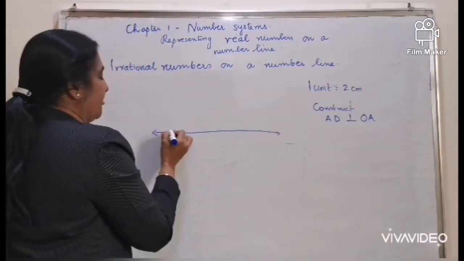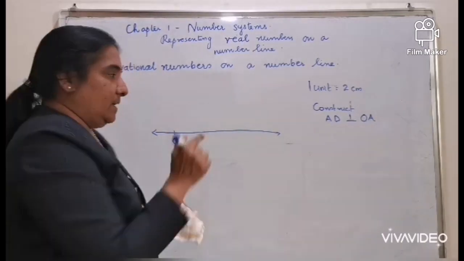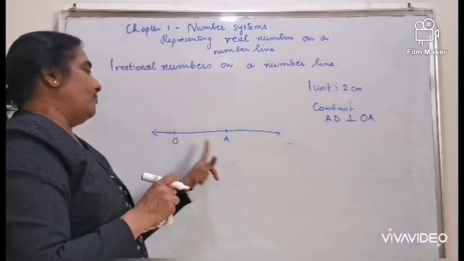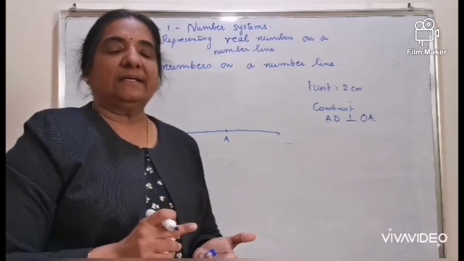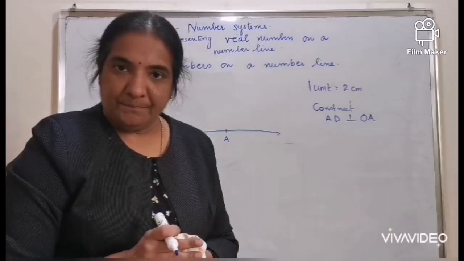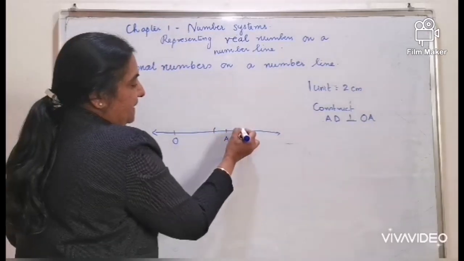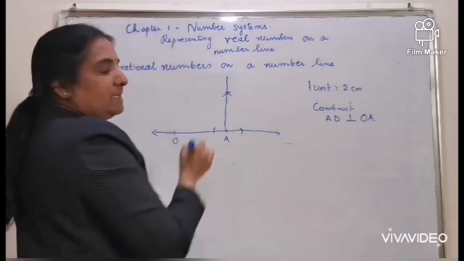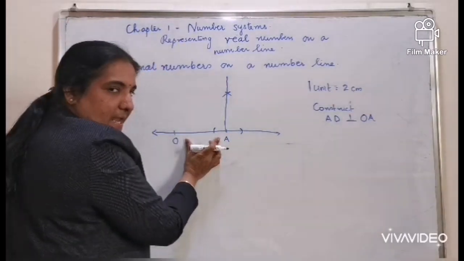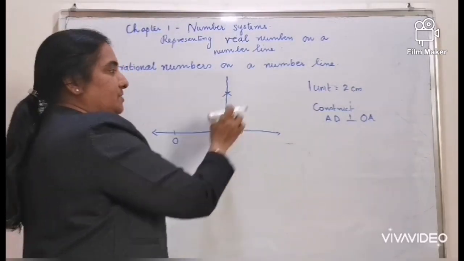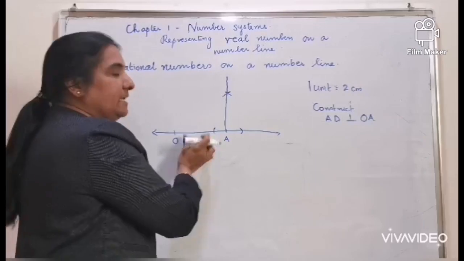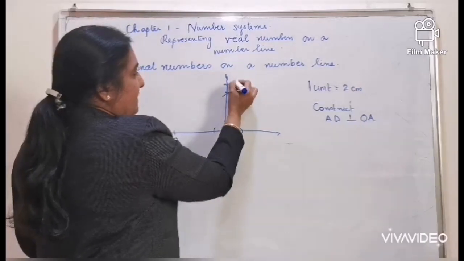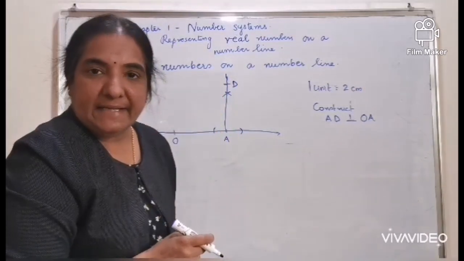Draw a number line, locate a point O, locate another point A in such a way that the length of OA can be 2 centimeter, 3 centimeter and so on. Construct a perpendicular at A. On that perpendicular, you take the length as the same as OA. If it is 2 centimeter, it should be 2 centimeter. If it is 3 centimeter, it has to be 3 centimeter. You are locating the point D, which gives you the perpendicular AD.